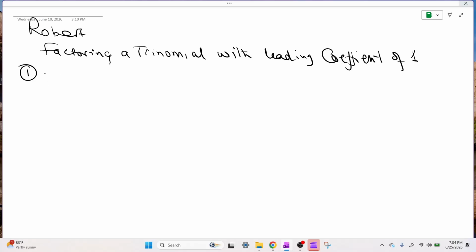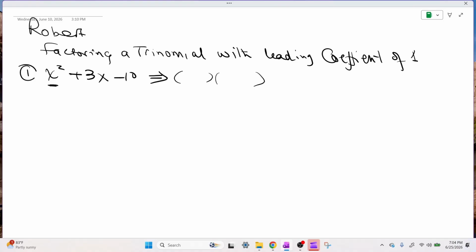1. x squared plus 3x minus 10 is our trinomial, and the leading coefficient is 1. That's why we don't write it here as 1x. We just leave it blank. So we need to get two factors that, when multiplied together, will give us our original trinomial.